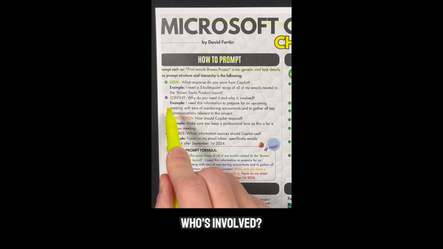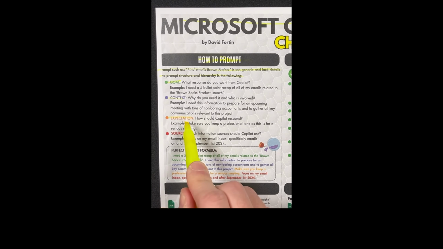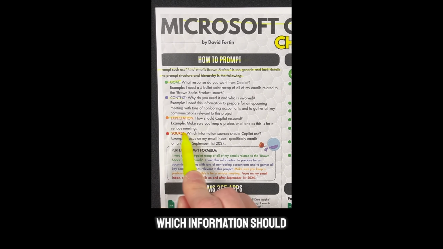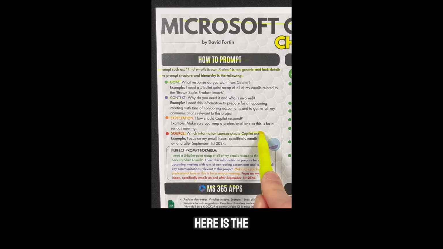Why do you need it and who's involved? Expectation, how should Copilot respond? Source, which information should Copilot use? Here is the full prompt.